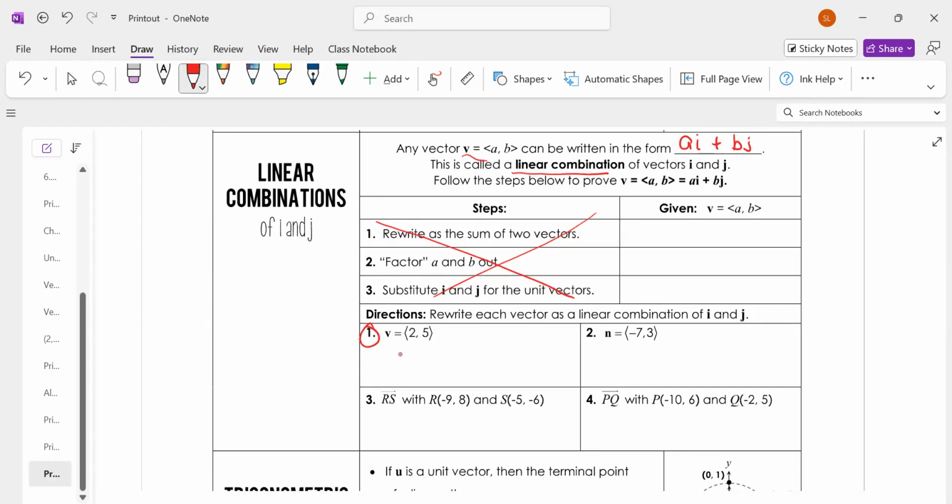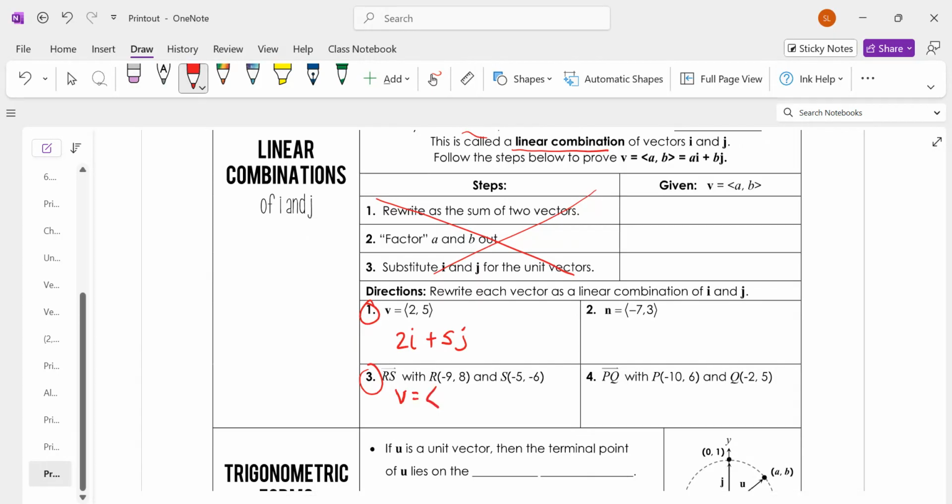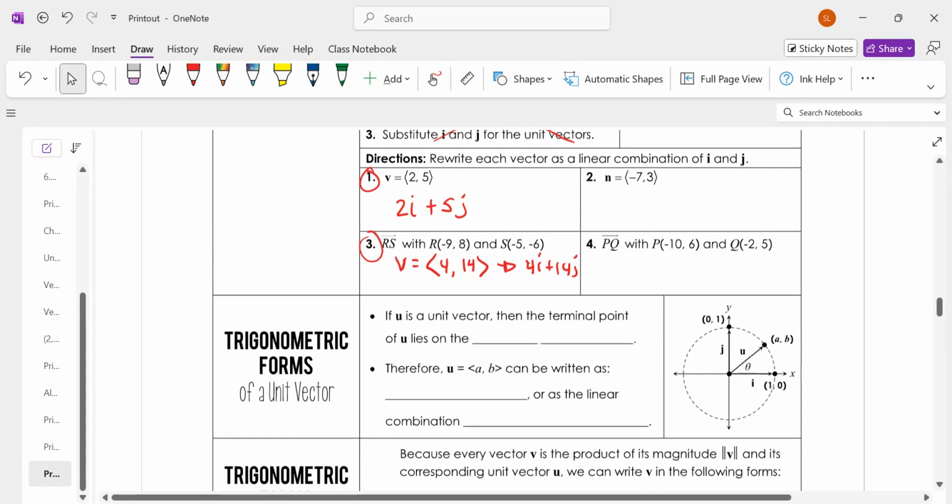I'm just going to show you very simply how we can find a linear combination. So if I look at number 1 here, this is very simply 2i plus 5j. 2 should be really easy. 3, same thing. First I want to find component form. So I think if I call this vector v, component form should be 4, I'm doing terminal minus initial, 4, 14, that you can then translate to 4i plus 14j. So go ahead and try 2 and 4.